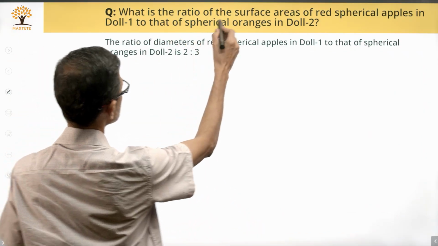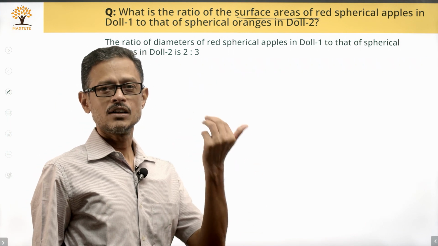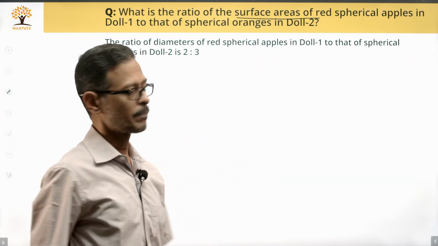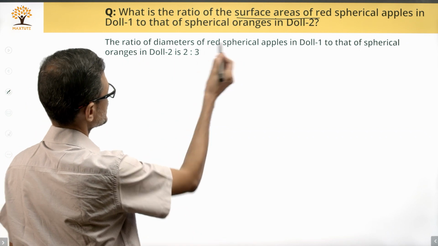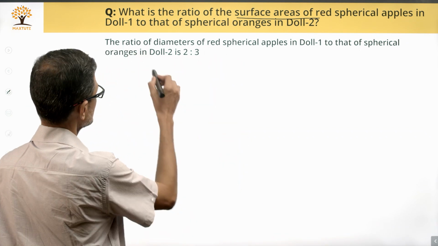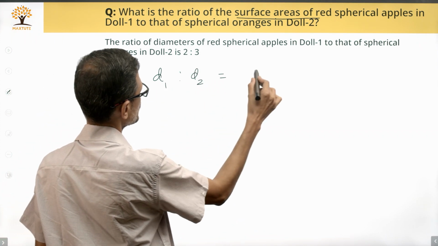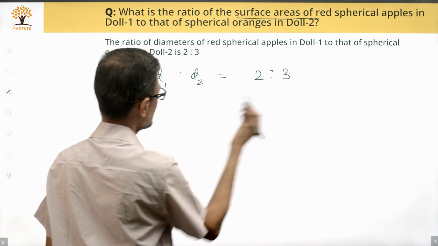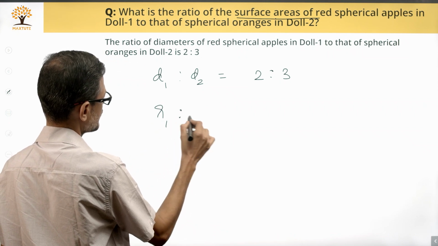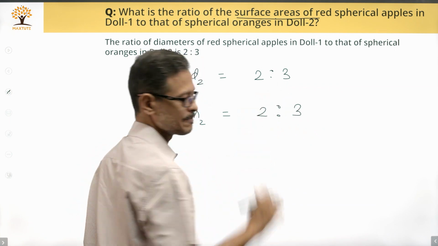Part 1, we need to find out the ratio of the surface areas of the red spherical apples to the oranges in doll 1 and doll 2. What data do we have? Ratio of the diameters is in the ratio of 2:3 for apples to oranges. Diameter ratio D1 is to D2 is equal to 2:3. Evidently, the ratio of the radii will be R1 is to R2, which will also be equal to 2:3.